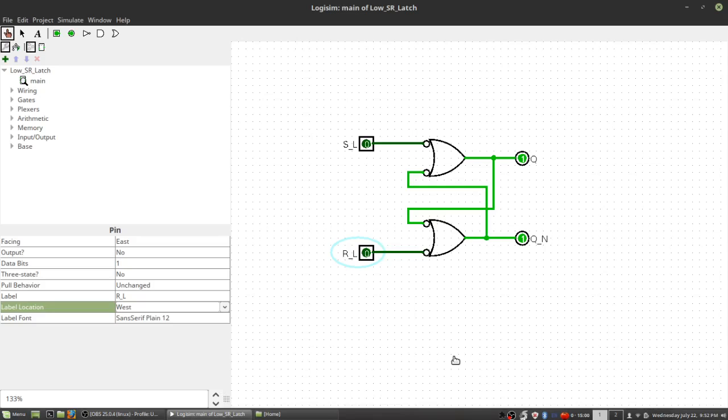So we're looking at the SR low active latch. It's made out of OR gates with inverted inputs, and we also have our S and R flipped around. So when you're looking at these, make sure you really pay attention to the way signals are labeled.